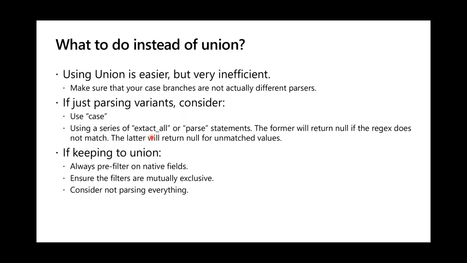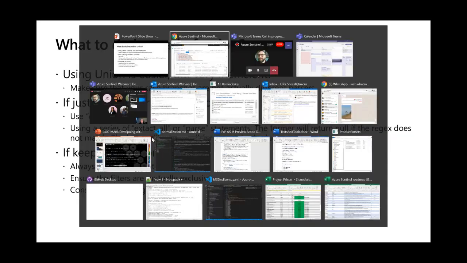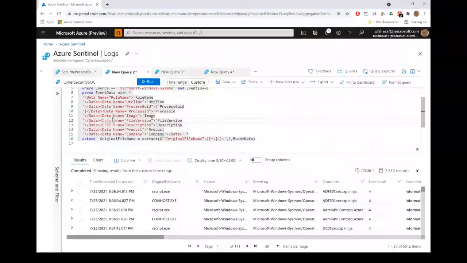That said, sometimes there are variations to be considered. You can use case or if to handle those. You can also use extract and parse interchangeably to handle variants. For example, in the example we have here, the reason that original file name was handled using extract rather than the original parse, it is just a field in the event data field, is because it's not available in each Sysmon version. So we want to make sure that the parser works for each Sysmon version, and we broke out the original file into a separate extend statement. Extract statement.